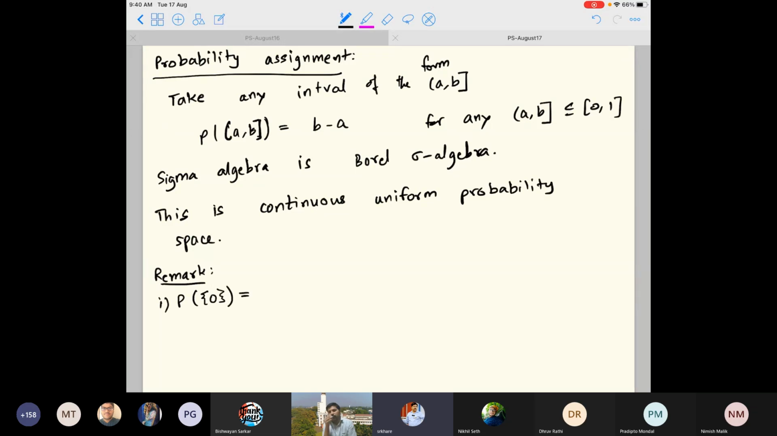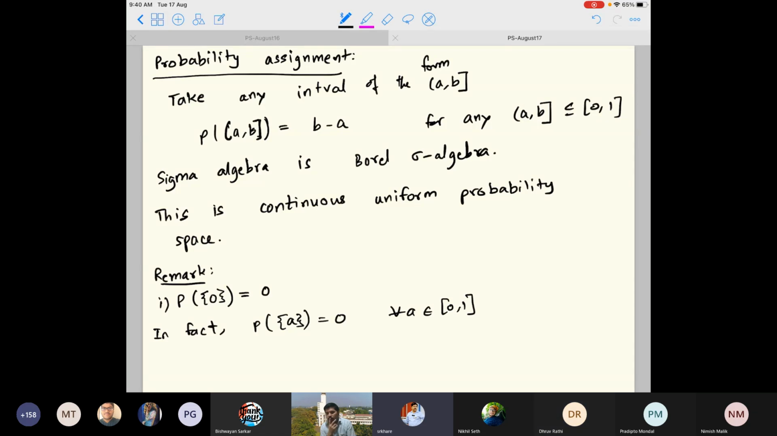What is the probability of this set? 0. So the probability of all singleton sets is 0, is it not? So the probability, in fact, is this true or false? True.